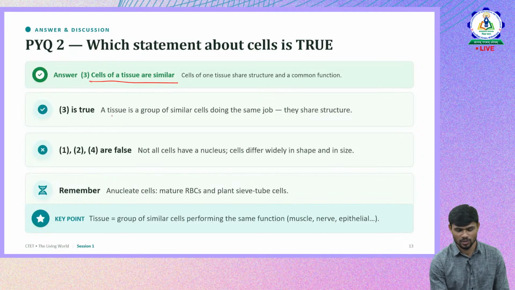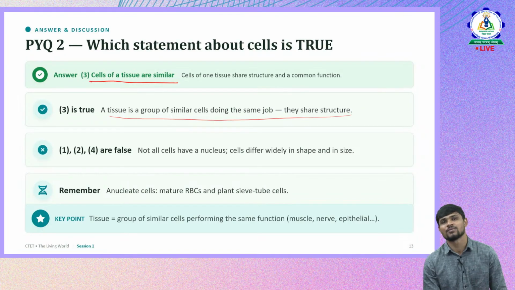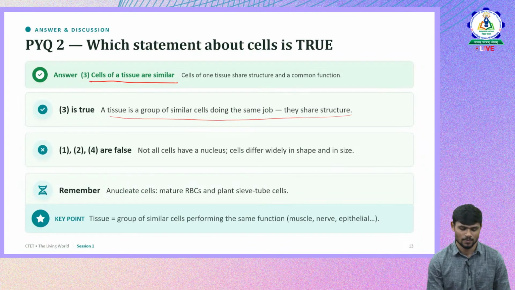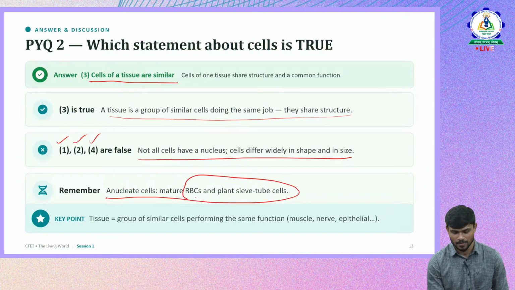Why is it true? Because a group of cells which has similar structure and function is called a tissue. That is the definition of tissue, which means a tissue has similar types of cells with respect to function and structure. Okay, that is true. So 1, 2, 4 are not the right characteristics of a cell. Remember, there are anucleated cells, RBC and sieve tube cells. So, a group of similar cells performing a similar function.